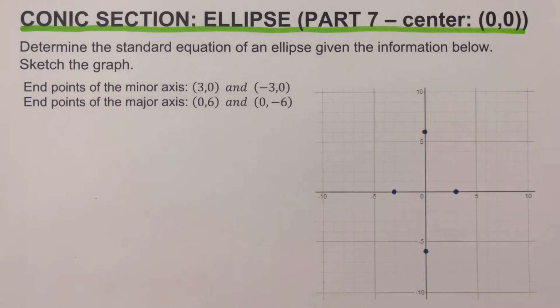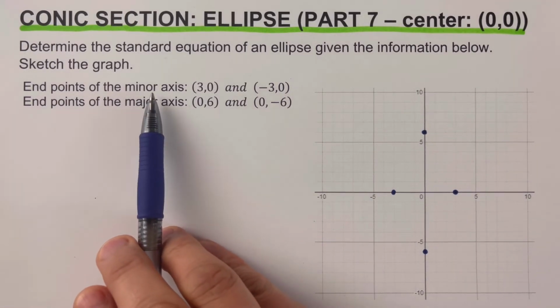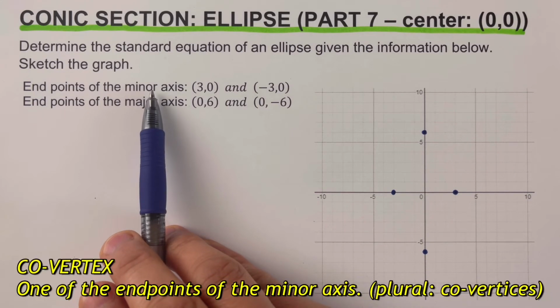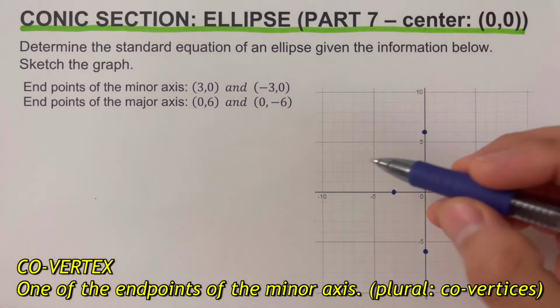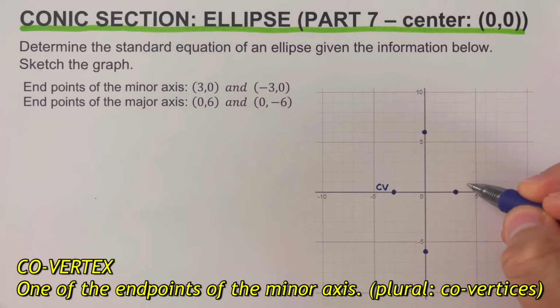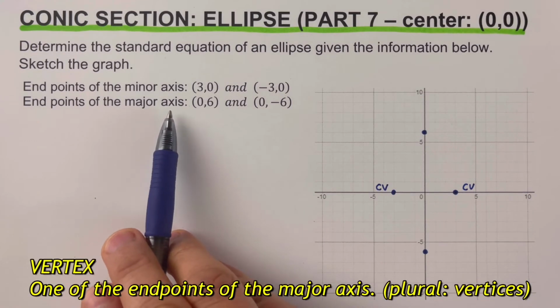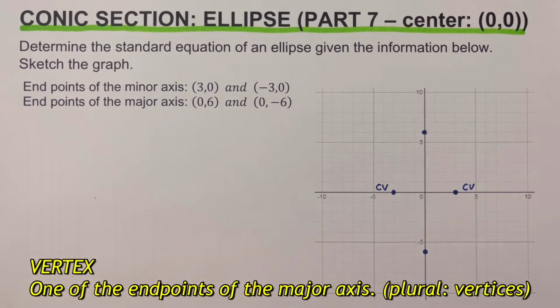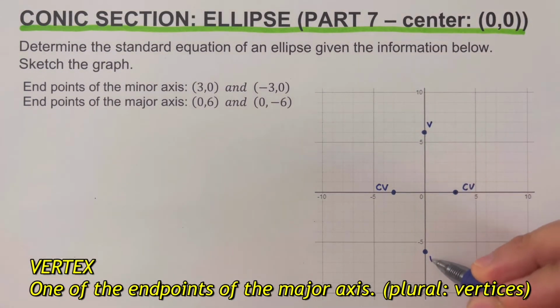So we start with this given right here. We say that the endpoints of the minor axis. Now we remember that the two endpoints of the minor axis are the two co-vertices. So in this case right here, these two are our co-vertices. I'm going to label this as co-vertex, and this is the other co-vertex. Well, on the other hand, the endpoints of the major axis would be the two vertices. So in this case right here, this will be our first vertex and this is the other vertex.